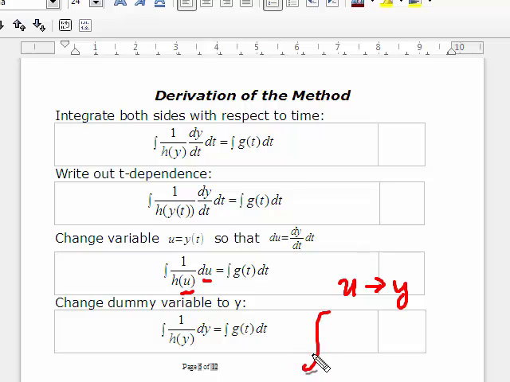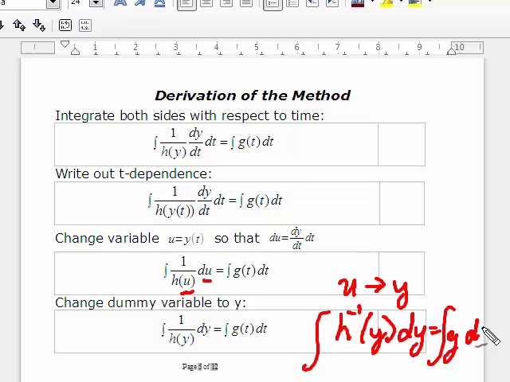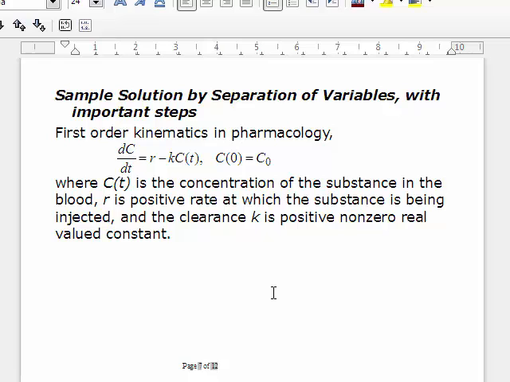And now I have the integral of, well, equals the integral of g dt. I'm going to run through an example, and it's going to show some principles of solving using separation of variables that are handy. So what I'll use for an example is the equation for first order kinematics in pharmacology. This is one model of the elimination or the digestion of any substance that's put in the body.